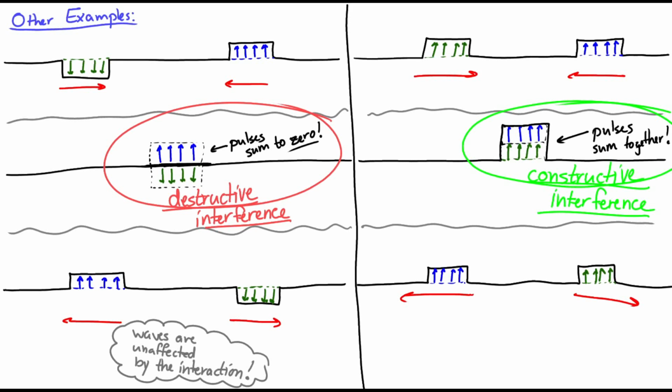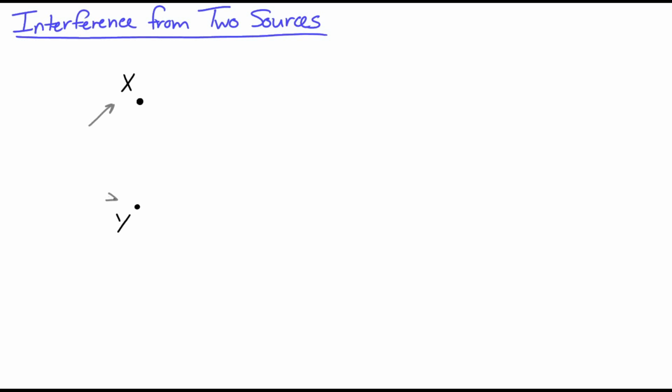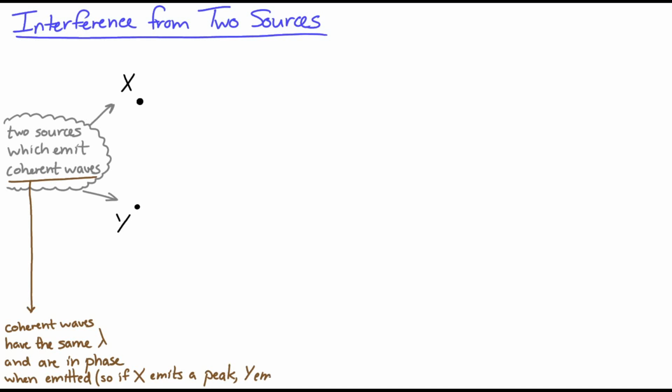All right. Now let's look at interference from two sources. So we're going to imagine a situation where we have two sources. Let's call them X and Y. And we're going to say the sources emit coherent waves. What I mean when I say coherent waves is they're waves that have the same wavelength, and they're waves that are in phase when they are emitted. So that means that if source X is emitting a peak at one moment, then source Y must also be emitting a peak at that moment. And if source X is emitting a trough at one moment, then source Y must also be emitting a trough at that moment.